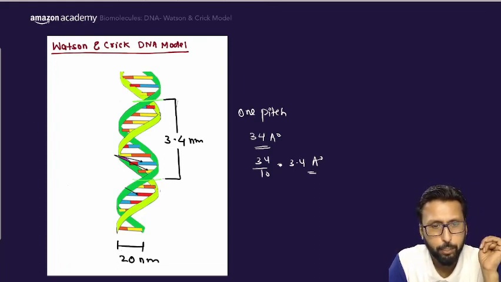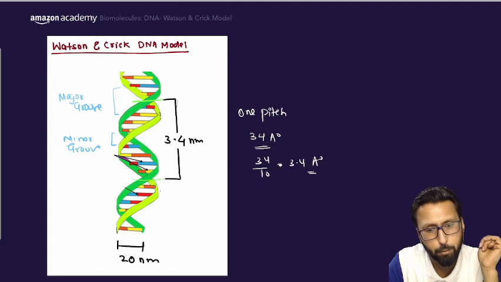And you can see some grooves here. This is known as the major groove, and this will be known as the minor groove. Major groove and minor groove. This total is around 34 Angstrom. This is around 22 Angstrom, the major groove, and this is around 12 Angstrom.